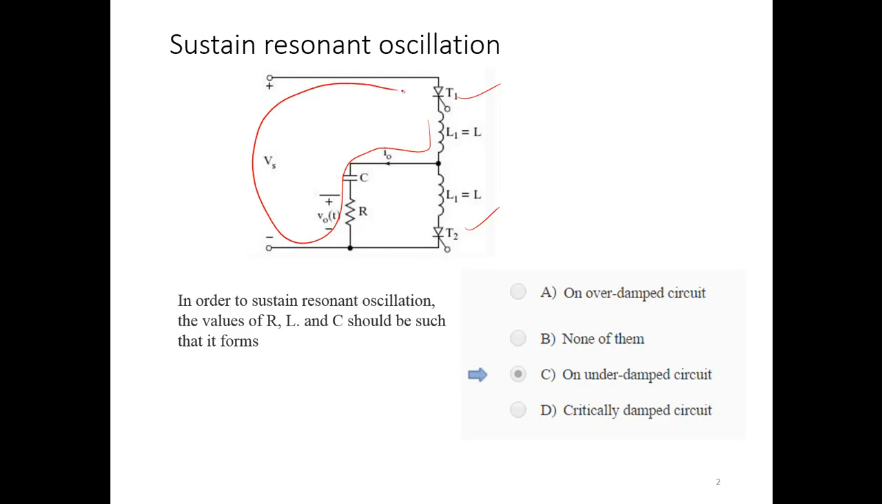The question asked: in order to sustain an oscillation, the RLC should be such that it forms an underdamped circuit. It cannot be critically damped. It can be overdamped, but it basically should be an underdamped circuit, so that the resonant oscillation continues. And then normally the resistance of the circuit should be low, and that's the idea. Now the answer is underdamped, natural frequency.